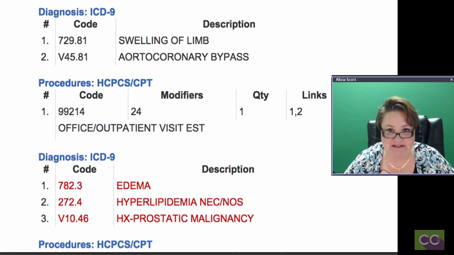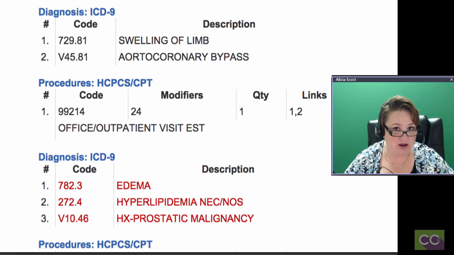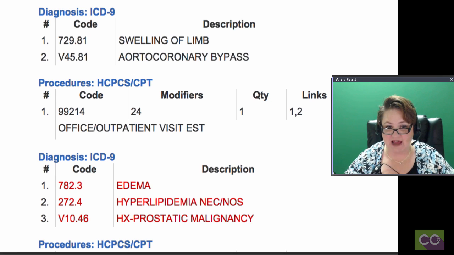One, they say it's edema, but nowhere in the document did the physician state that the patient had edema. He constantly stated that they had swelling of the limbs, swelling. And that is actually, you can see, two different diagnoses. Then he's status post a CABG, and there's a V code for that. That's very pertinent to his care.